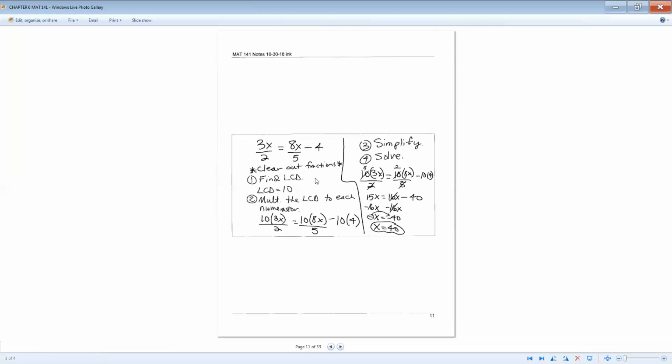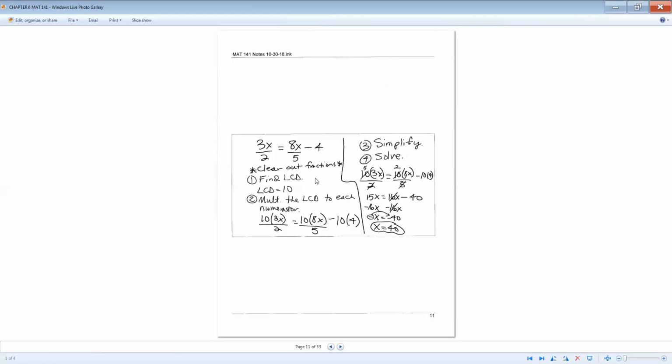Now, let's say you didn't see 10, and you saw 20. It wouldn't be the worst thing in the world if you decide to use 20. It's just that your numbers would be larger, and you would most definitely have to reduce at the end. It's not a problem as long as the 2 and the 5 can divide into whatever you're calling your LCD evenly. You still get the same answer when you're finished.